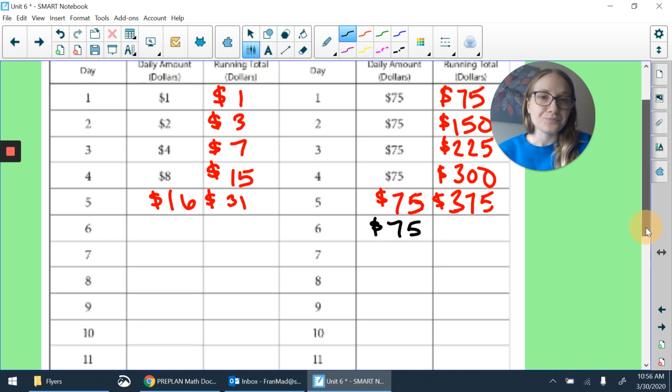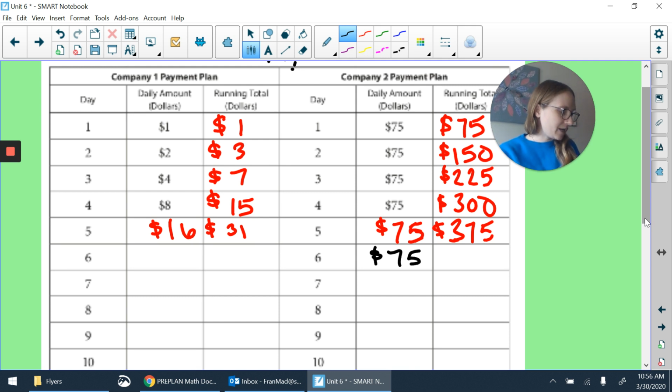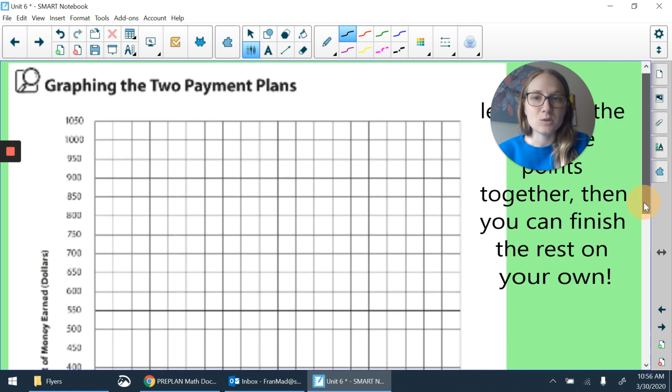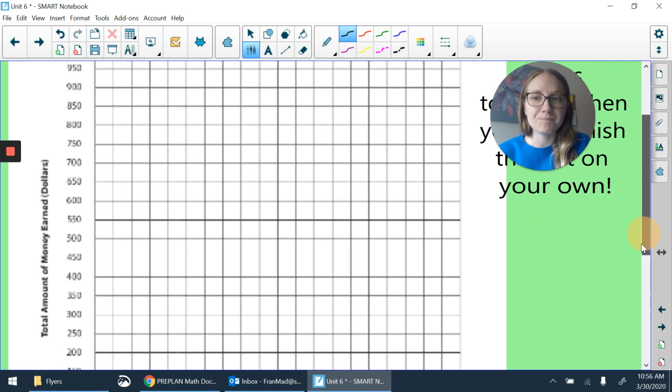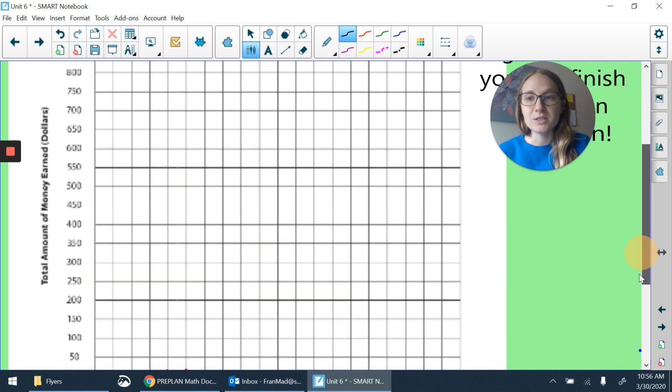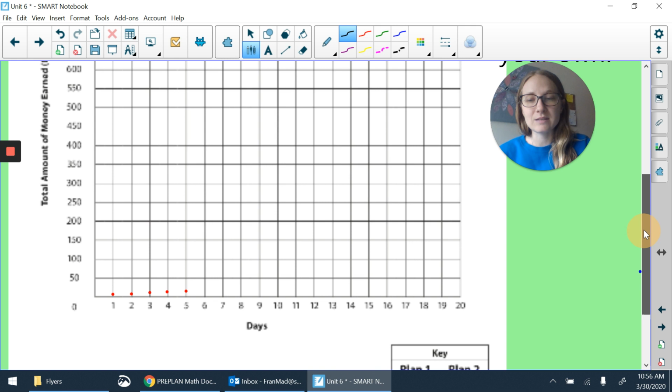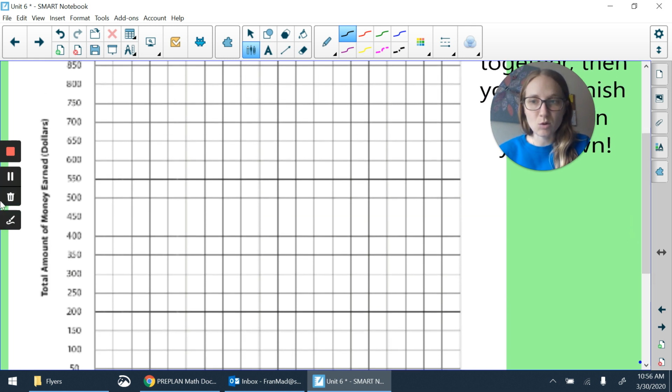Right now, I want everyone to make sure they have page 218 and page 219 near them. On page 219, we are going to go to Pear Deck, but here's an example of what we'll be looking at. We'll be graphing both payment plans together. We'll graph days 1 through 5 for both, and then you'll finish the rest on your own along with finishing that table. On my y-axis, I can see that we are going with the total amount of money earned, or the dollars, and on my x-axis, I'm keeping track of the days. So with that, I'm going to pause and take us over to Pear Deck.